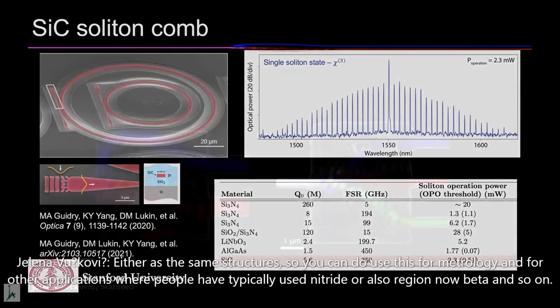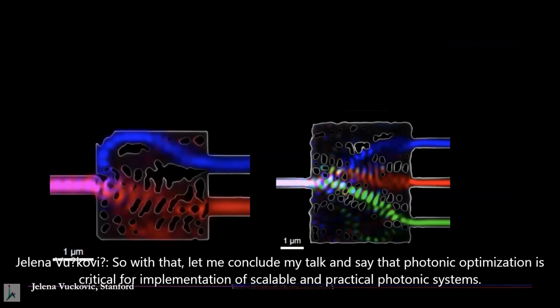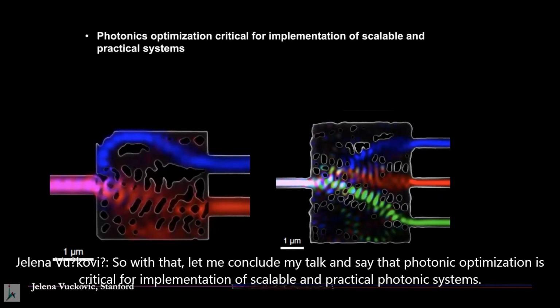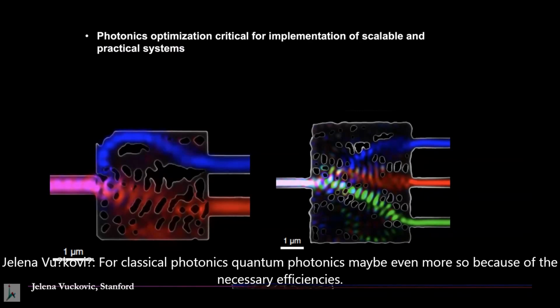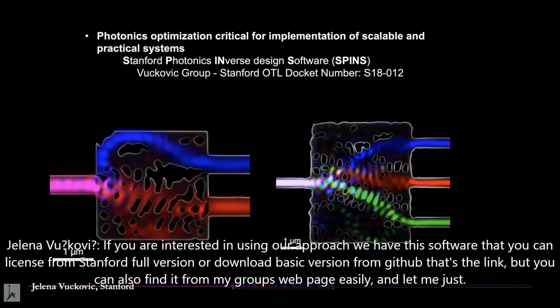So with that, let me conclude my talk and say that photonic optimization is critical for implementation of scalable and practical photonic systems. For classical photonics, quantum photonics maybe even more so because of the necessary efficiencies. If you're interested in using our approach, we have this software that you can license from Stanford, full version, or download basic version from GitHub. That's the link, but you can also find it from my group's webpage easily.